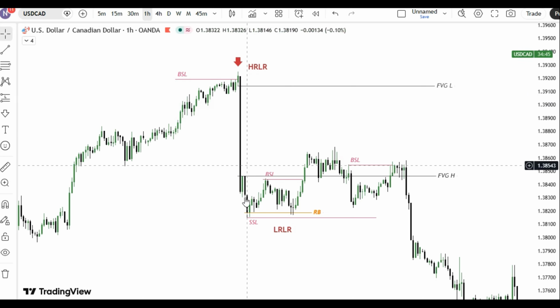Alright, so from this point, the price drops down to this area. Here, we get a pullback into this order block. Now, take a look at this price leg. What we have here is a low resistance liquidity run.